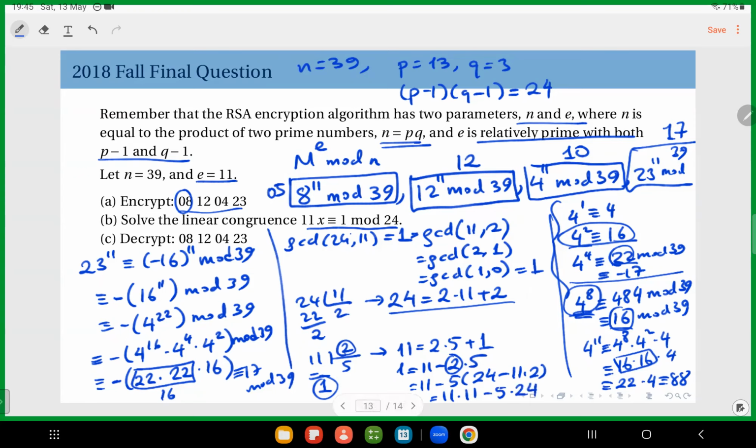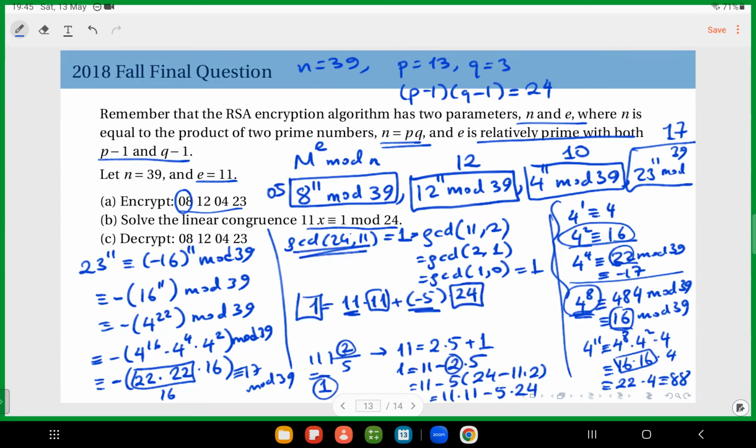Okay, so these are the Bezout coefficients. Let me put that over here. 1 equals 11 times 11 plus minus 5 times 24. So 11 here and 24 are the numbers that I was computing the GCD for. 1 is the GCD, and therefore this and this is the Bezout pair. So the Bezout coefficients are 11 and minus 5.